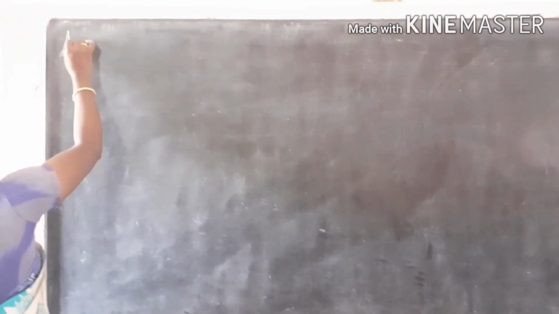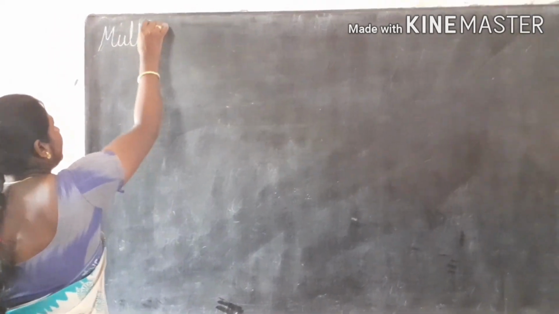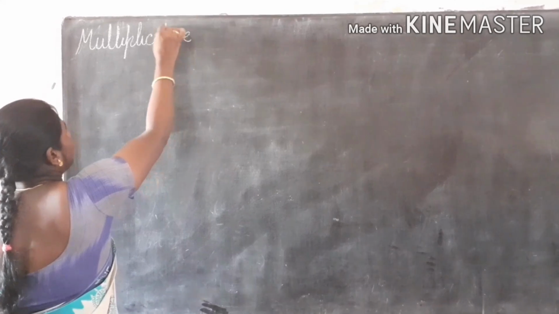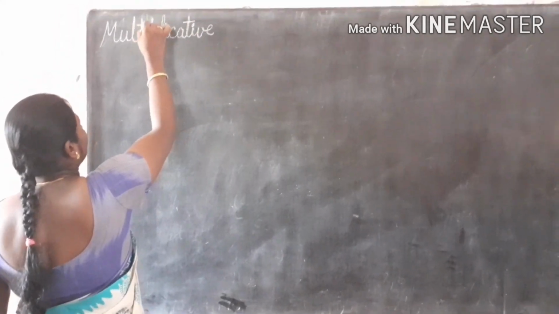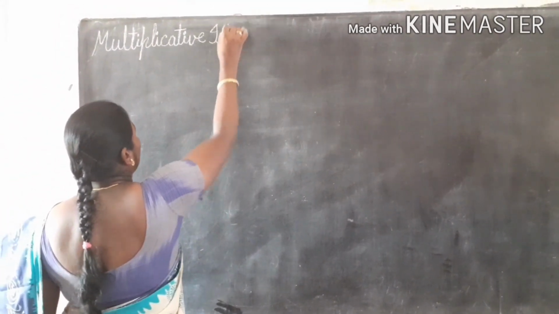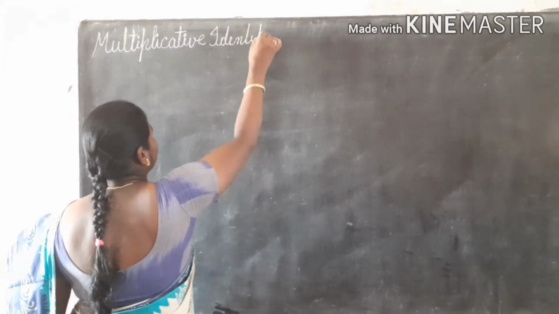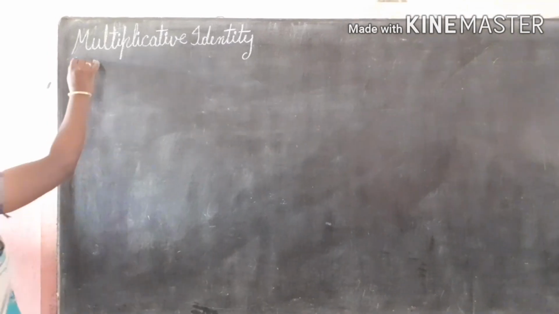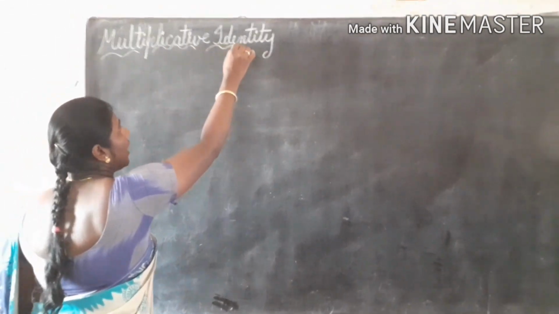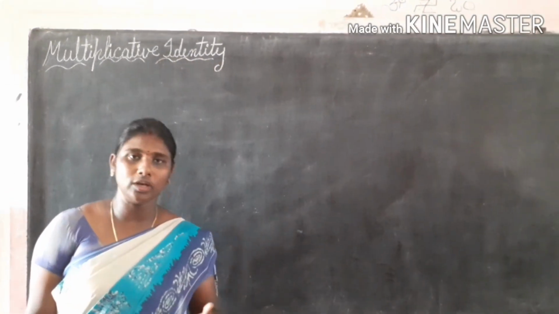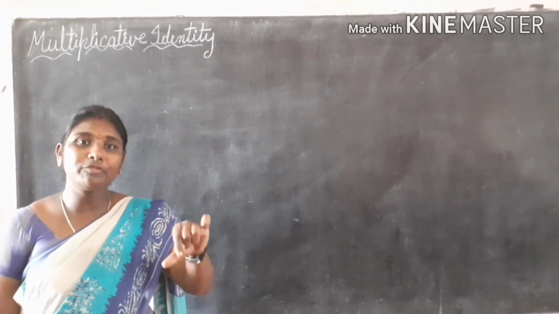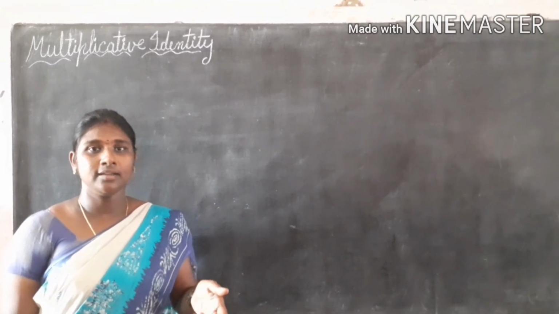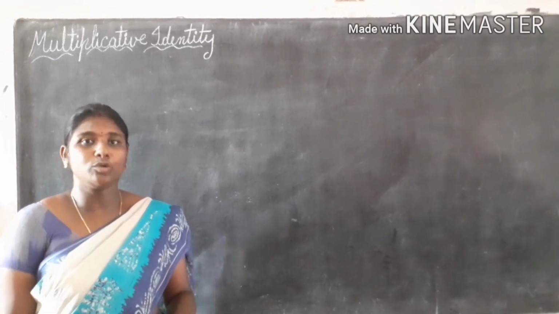Next one is multiplicative identity. Say, what is multiplicative identity? When we take a whole number, by what number do we multiply that whole number to get the same number? That is called its multiplicative identity.